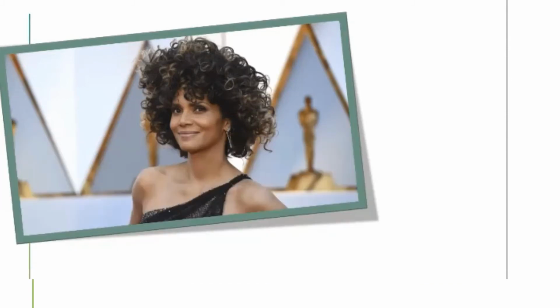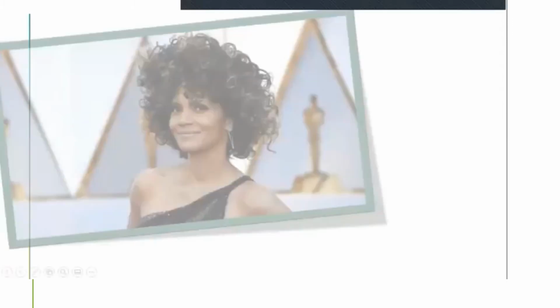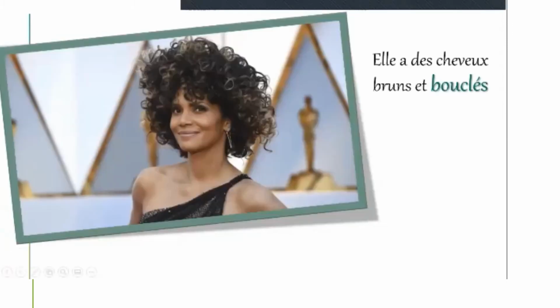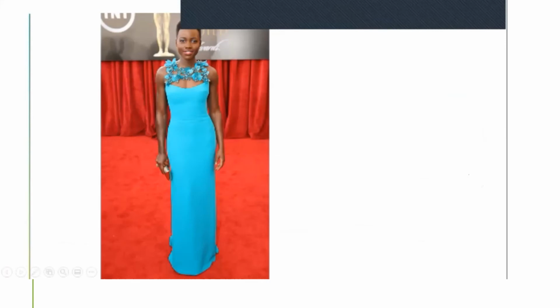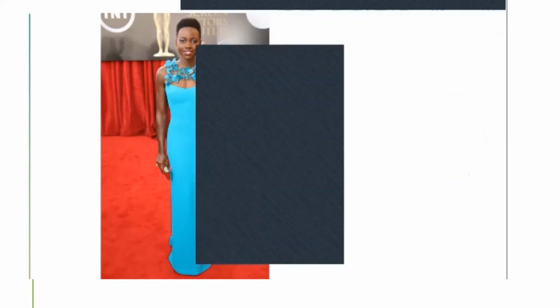It's elle a les cheveux brun et crepey. Sorry, it should be les. Elle a les cheveux brun et crepey. Elle a les cheveux brun et bouclé. She has brown curly hair. How do you describe her hair? Short and black. She has short black hair.